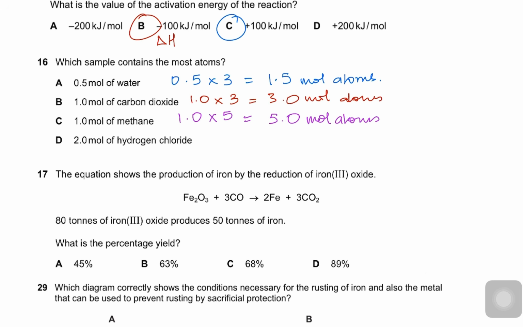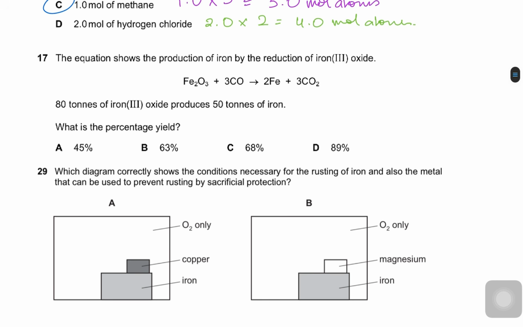And let's go for option D, 2 mole hydrogen chloride. So 2 times 2, because HCl has 2 atoms. That's going to be 4.0 mole of atoms. So C for Cato is the right answer. The equation shows the production of iron by the reduction of iron 3 oxide. 80 tons of iron 3 oxide produce 50 tons of iron. What's the percentage yield?